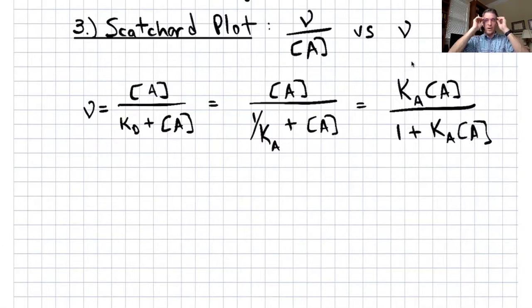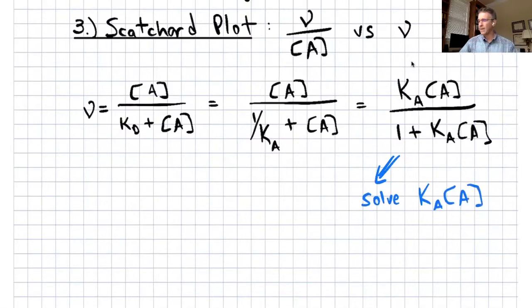The difference here is that if you only have graph paper, that's kind of a hard thing to deal with, right? So one of the ways, there are others, to transform this into a line is to do a little manipulation here. And the first thing you do is solve this equation for Ka times the concentration of A, right?